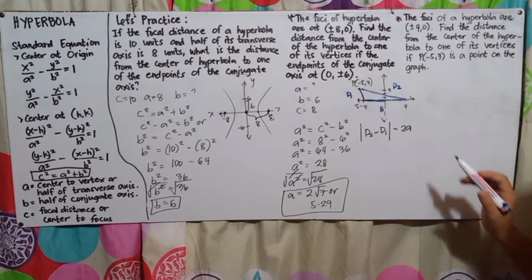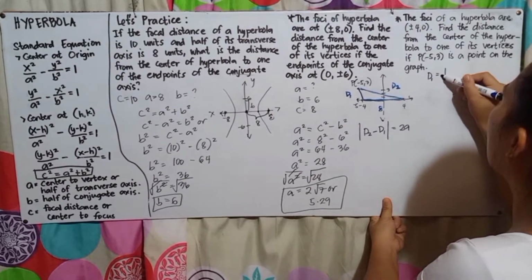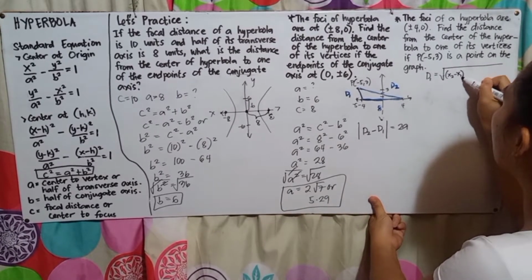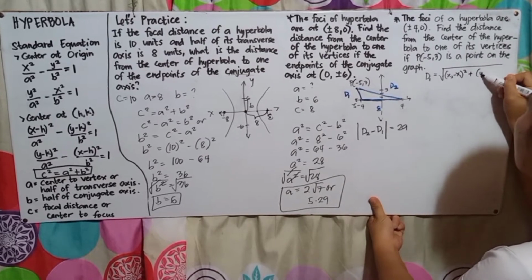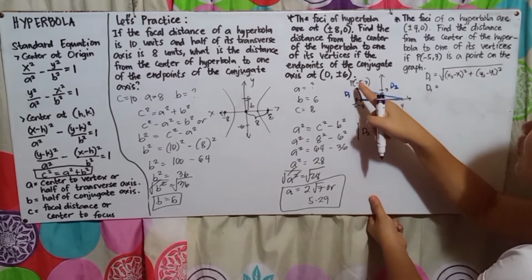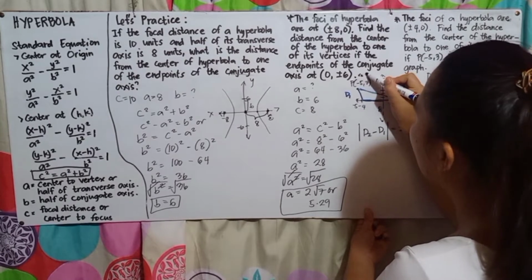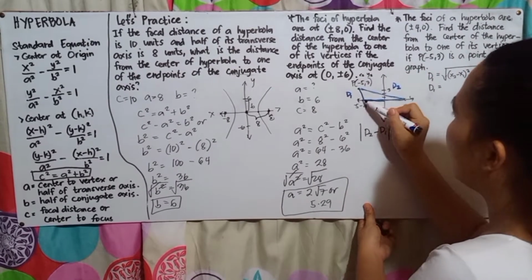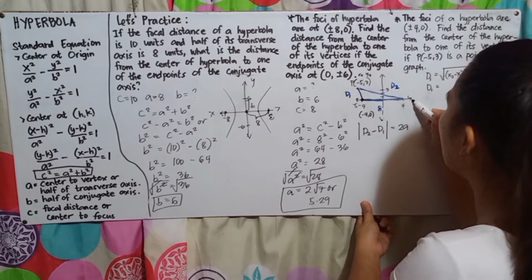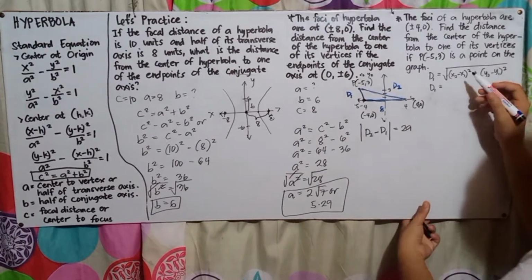So, first, i-compute muna natin ang distance 1. So, the formula for distance, square root of x of 2 minus x of 1 squared plus y of 2 minus y of 1 squared. So, ito yung x of 2, y of 2. Then, ito na yung point. Ang point na isa, negative 4, 0. Ang isa, positive 4, 0. So, i-substitute lang.